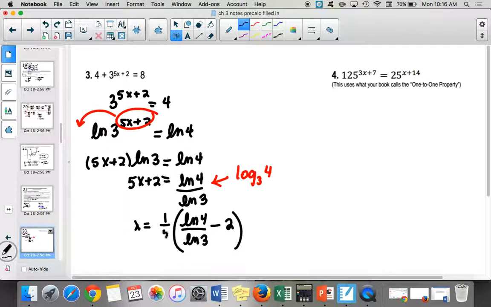Yeah, multiply by like 1/5, right? That way there's not a fraction within a fraction. Does that make sense? So the most simplified form might be something like 1/5, sorry, not natural log, log base 3 of 4 minus 2/5. It might look like that.